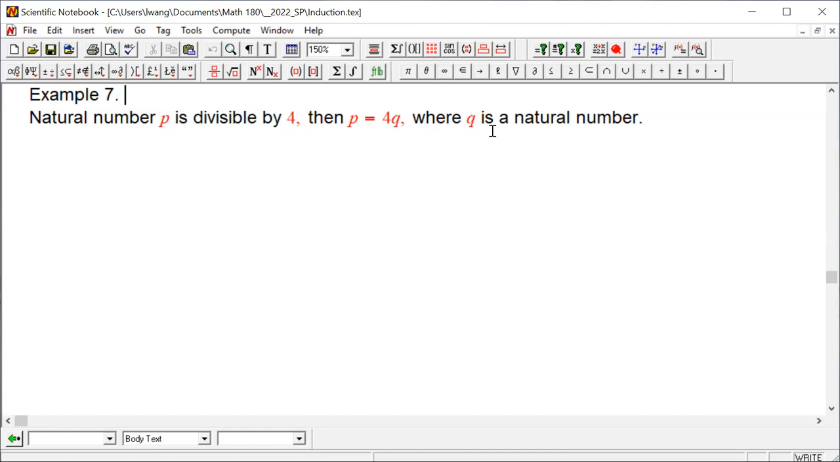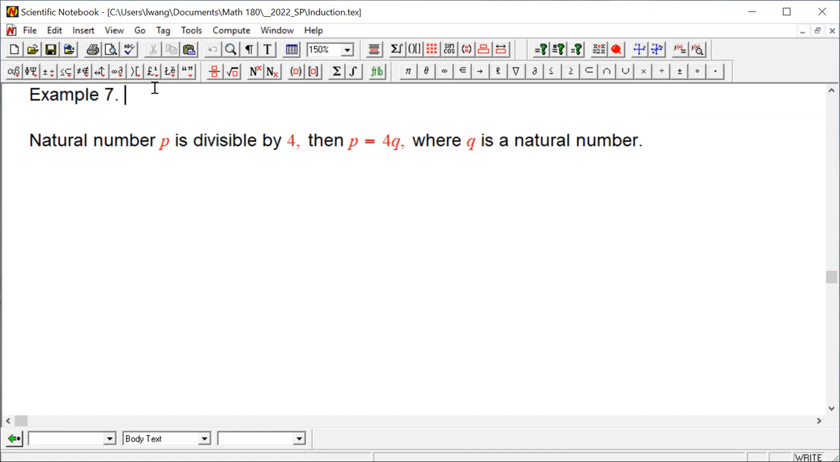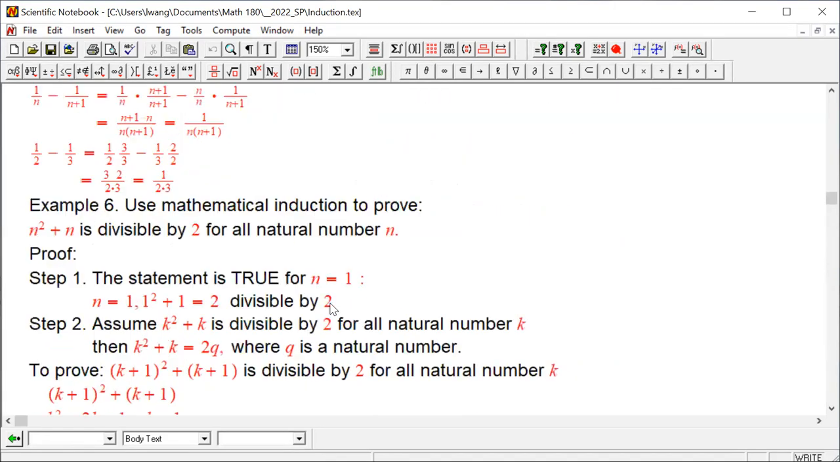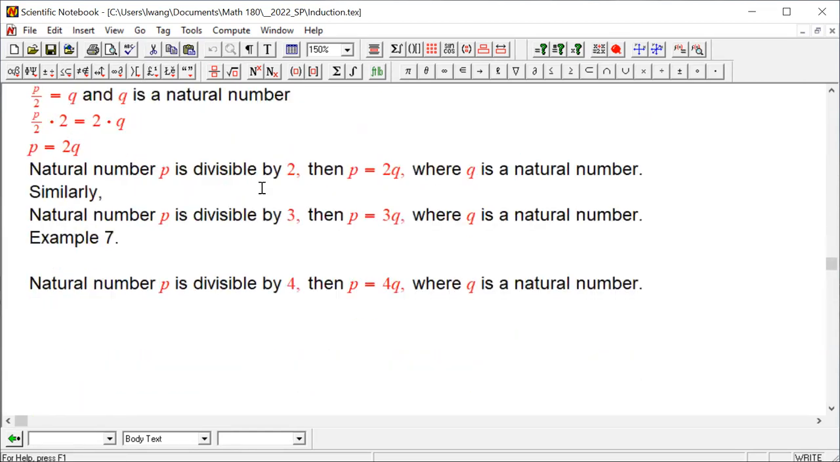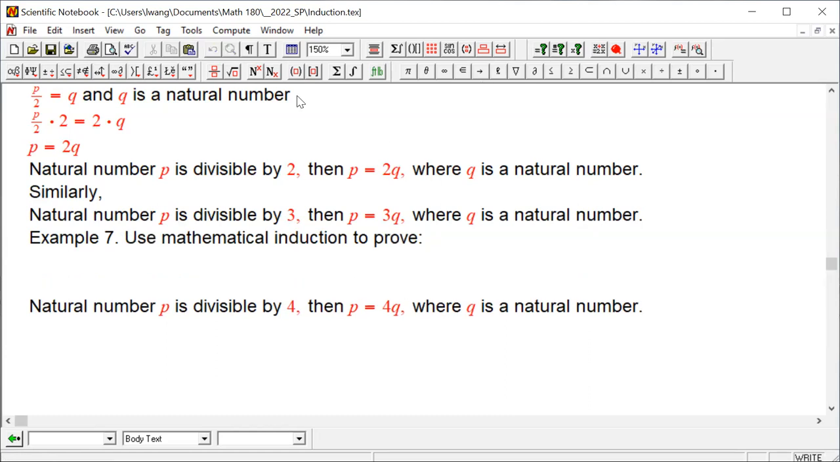I'm not sure if the numbers are correct. Maybe it's right. Okay, so this one we want to use mathematical induction to prove what? 5 to the power of n minus 1 is divisible by 4. By 4.